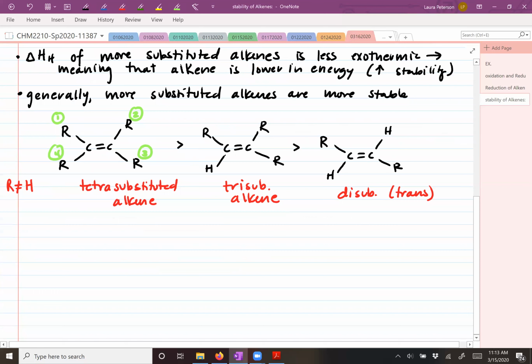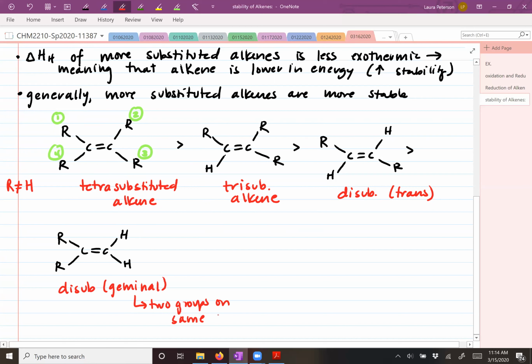Okay, so that would be generally more stable than when both R groups are on the same carbon. And that has a special name. So this is still di-substituted overall, but we call this geminal. Geminal is two groups on the same carbon. So you could have a geminal diol, which would mean you have two alcohols on the same carbon, or a gem dimethyl group would tell you have two methyl groups on the same carbon.